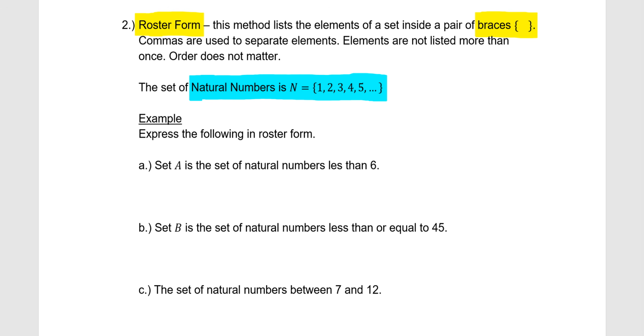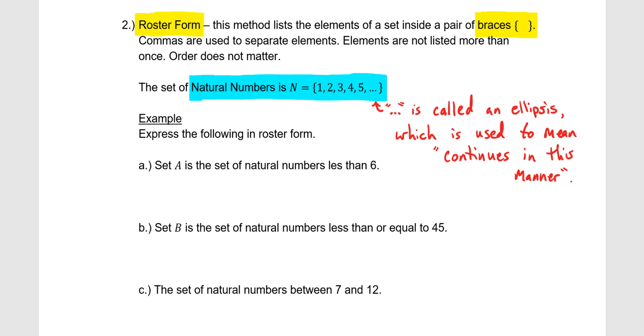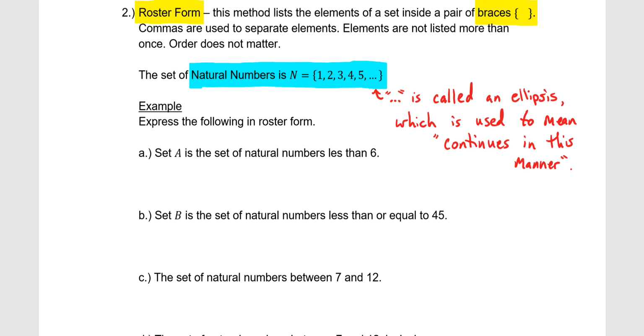And this ... which I'm sure we know what it means, is called an ellipsis, and it means it continues in this manner. Once the pattern is pretty clear what's going on with the set, you can just throw in an ellipsis to show that it just continues in that same fashion. Okay, so let's do an example here.